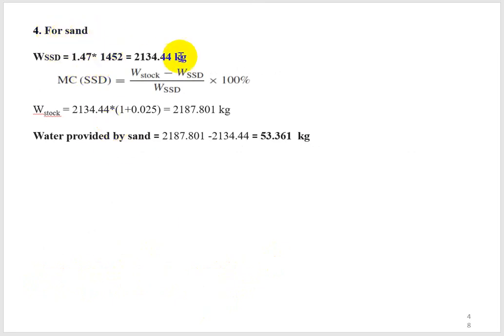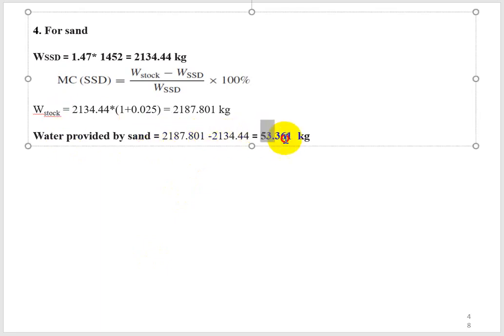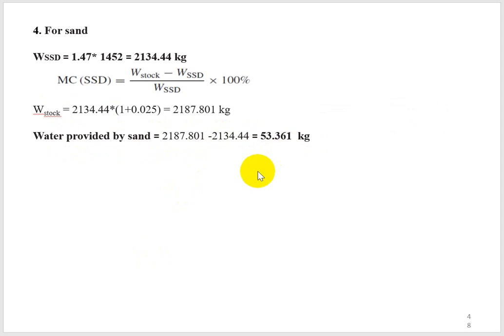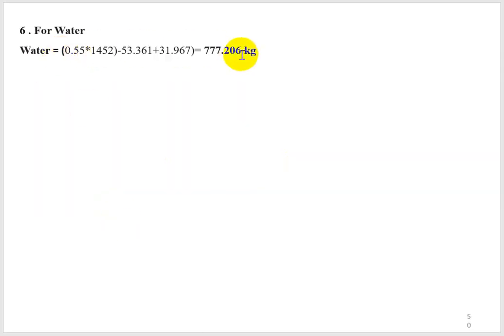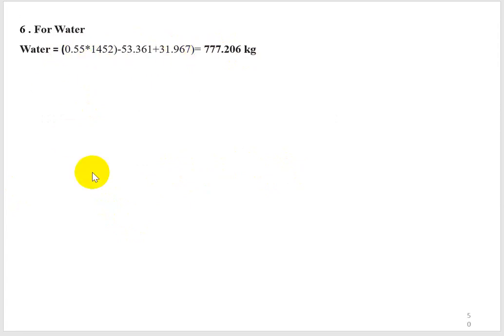We get the sand by doing all these steps we did before, and then subtracting the stock from the SSD. We get that amount of mortar that should be subtracted from the design mix water. Similarly, for the coarse aggregate, we follow the same calculations we have learned in lecture number 2 and in the homework as well, subtracting the stock from the SSD, and we get minus 31. In that case, the gravel will absorb water, so we need to add this 31. So we do all these calculations concerning the water, and that's it.